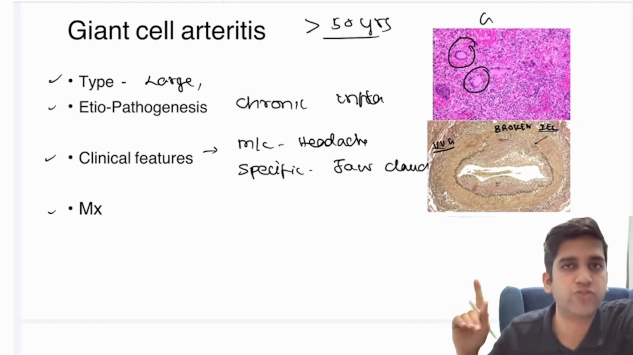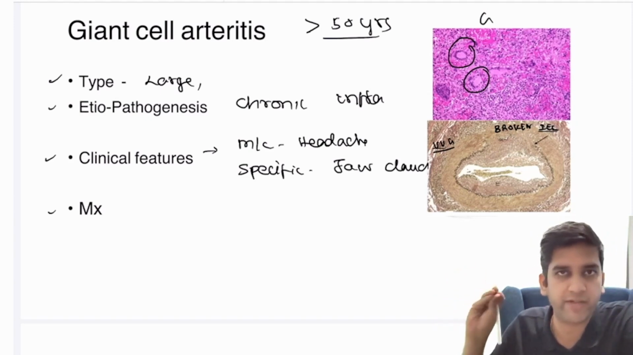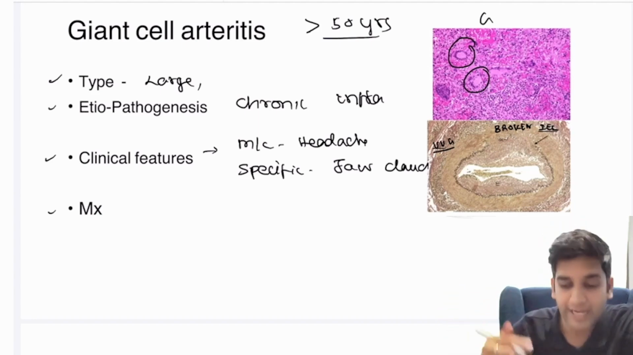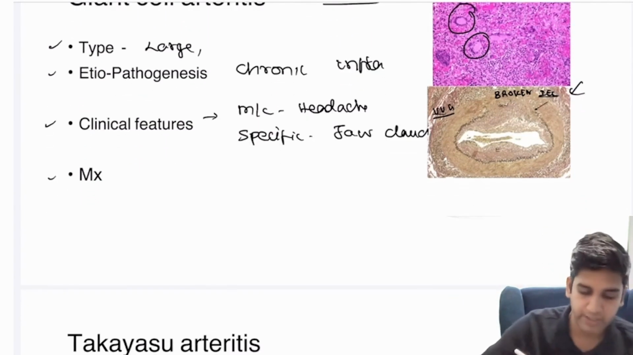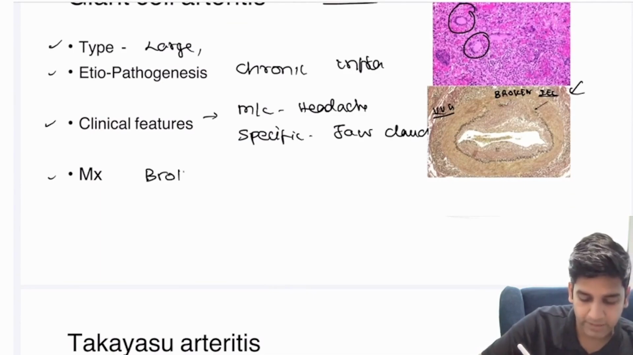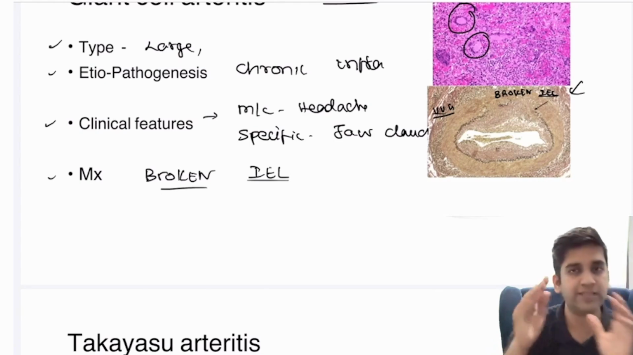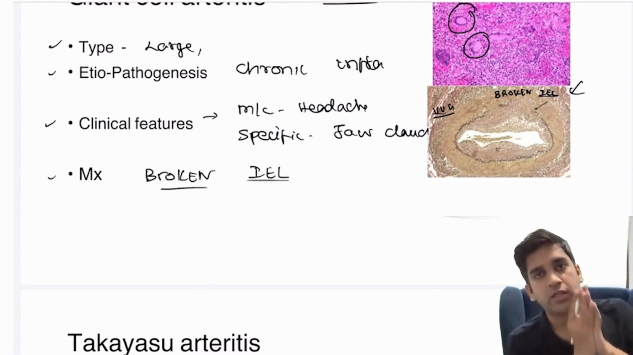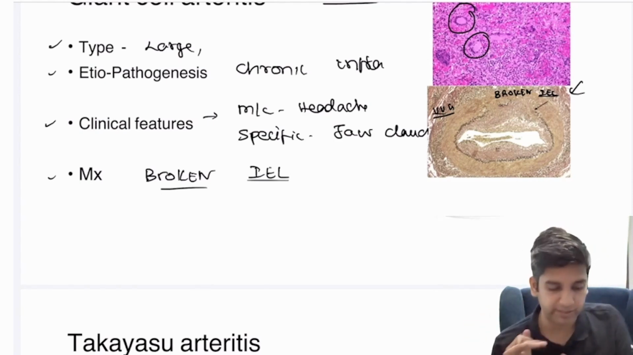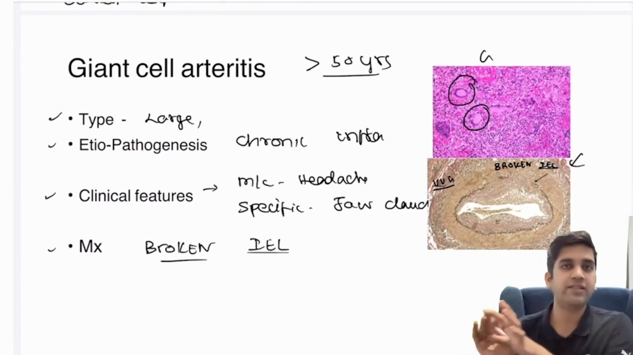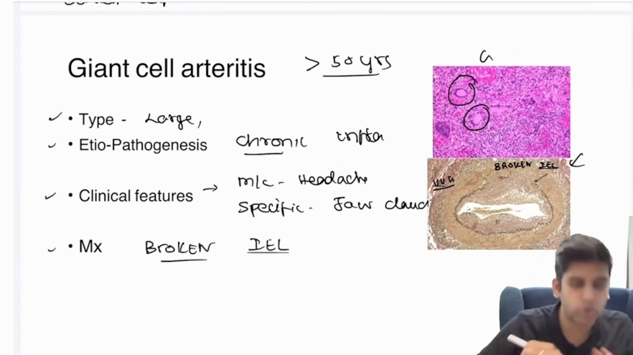And microscopy, like you saw, you can see multiple microscopic findings: the granulomas, the giant cells, and the most important, broken IEL, right? Broken internal elastic lamina is a pathognomonic finding. Whenever you say pathognomonic, if I see this, I do think of an internal elastic lamina being broken. Perfect, Priyanka, right?